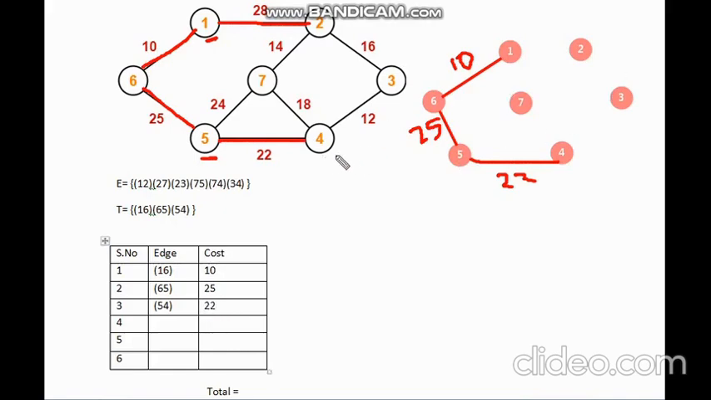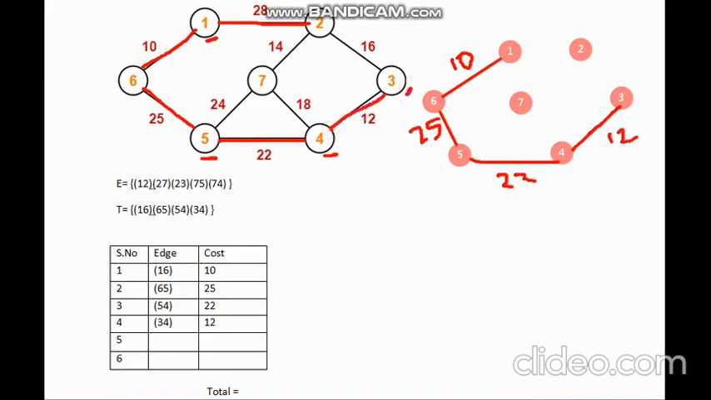Now I am at 4. From 4 I have 4 to 7 and 4 to 3, and also 5 to 7, and 1 to 2. So which is the least? 28, 24, 18, 12. So 12 is the least, right? Hence 4 to 3, 12. And here 4 to 3 is not forming a cycle. Then I am removing it from E and adding it in T, and I am taking 3 4 as the fourth edge with cost 12, right?